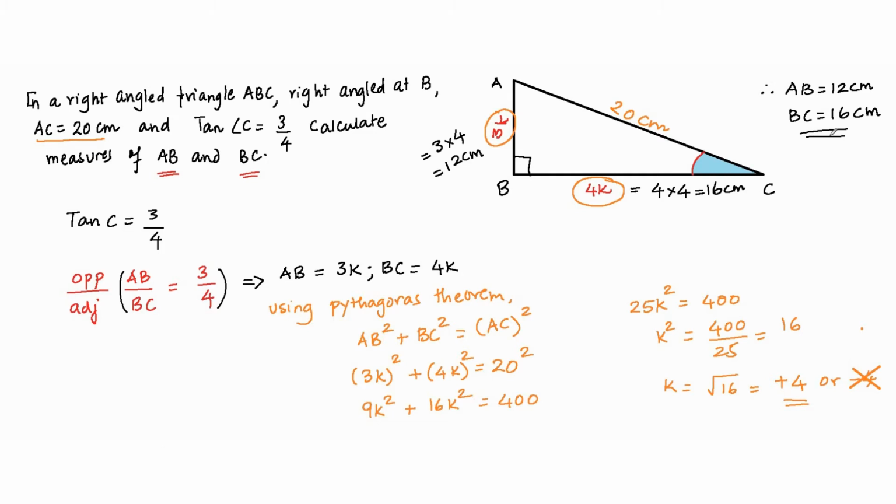So again, what concepts were used here? Tan C was known, so I was able to frame AB and BC in terms of K. And then using simple Pythagoras theorem, I was able to find the value of K. Once I found the value of K, I found the values of AB and BC. So let me again pause for a minute before I move on.